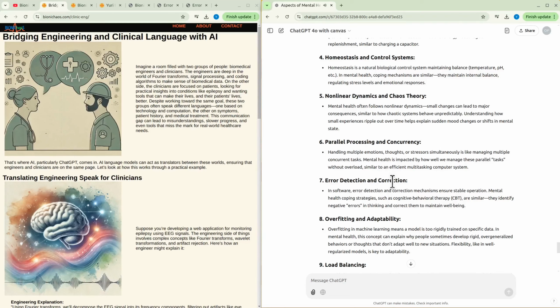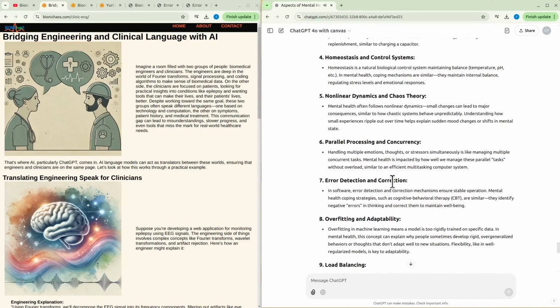7. Error detection and correction. In software, error detection and correction mechanisms ensure stable operation. Mental health coping strategies such as cognitive behavioral therapy, CBT, are similar. They identify negative errors in thinking and correct them to maintain well-being. 8. Overfitting and adaptability. Overfitting in machine learning means a model is too rigidly trained on specific data. In mental health, this concept can explain why people sometimes develop rigid, overgeneralized behaviors or thoughts that don't adapt well to new situations. Flexibility, like in well-regularized models, is key to adaptability.